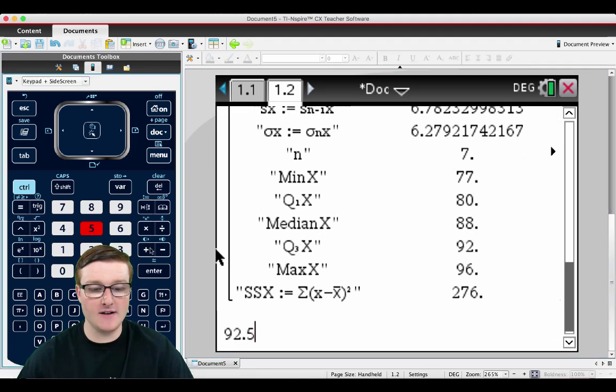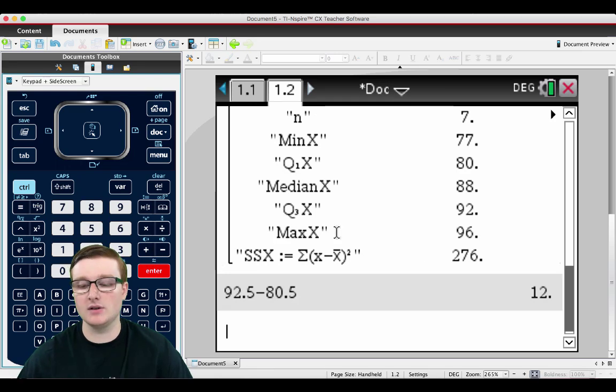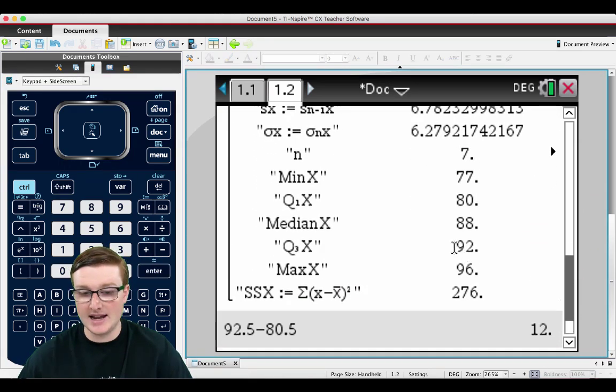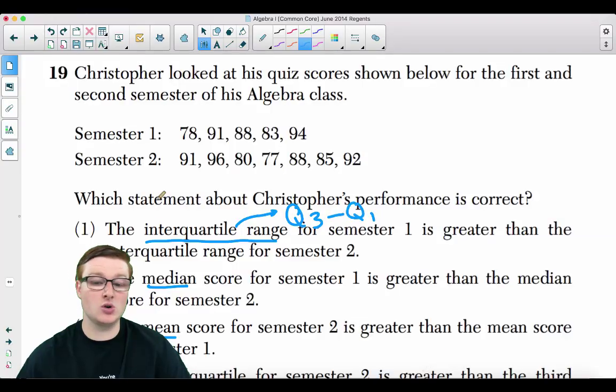Well, 92.5 minus 80.5, that's going to result in the number 12. So is that greater than this one? Well, 92 minus 80 for the second semester. No, it's equal. They are equal. The interquartile range numbers are equal. So that can't be true.